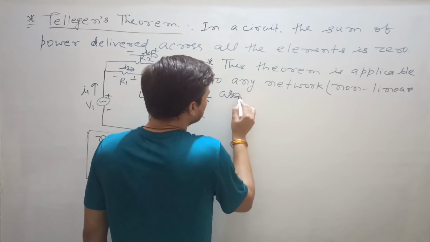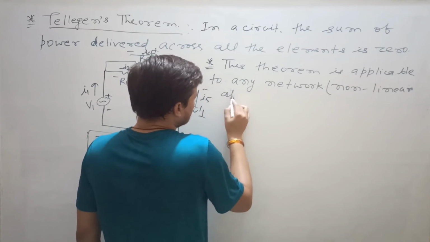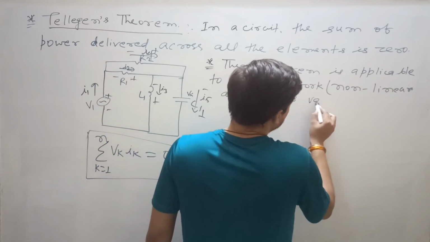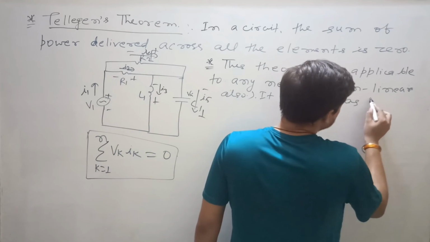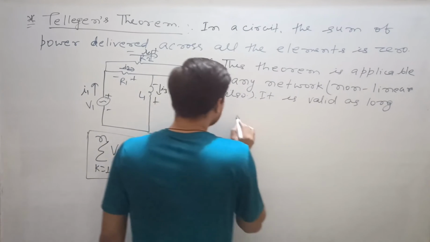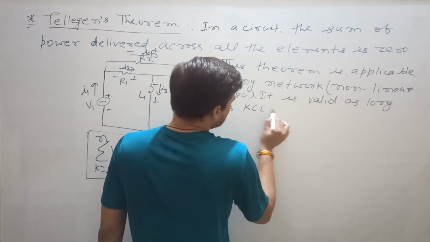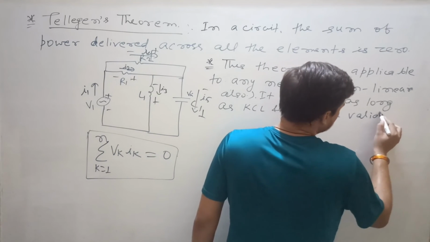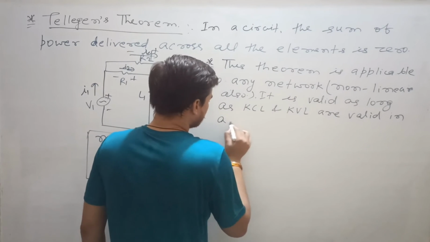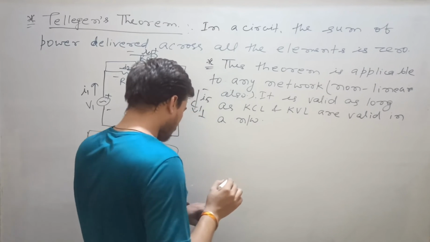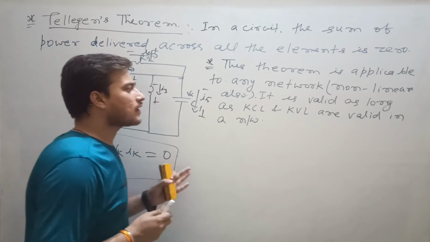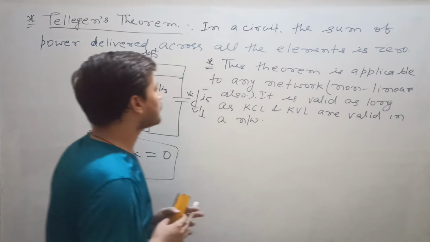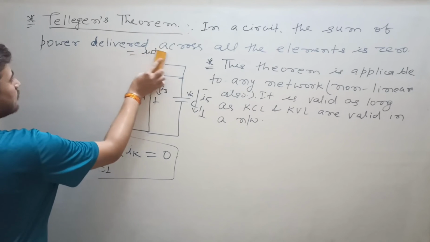Also note one more point. It is valid as long as KCL and KVL are valid in a network. It is valid as long as KCL and KVL are valid in a network. Clear? So next let us solve one problem based on this theorem.